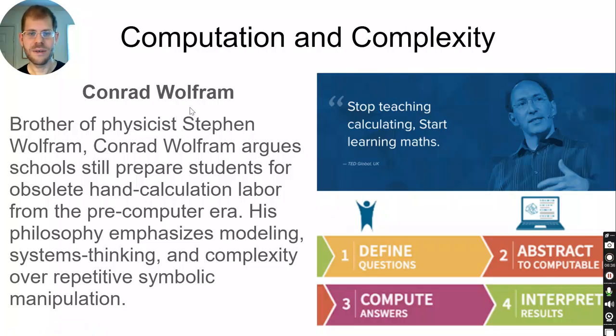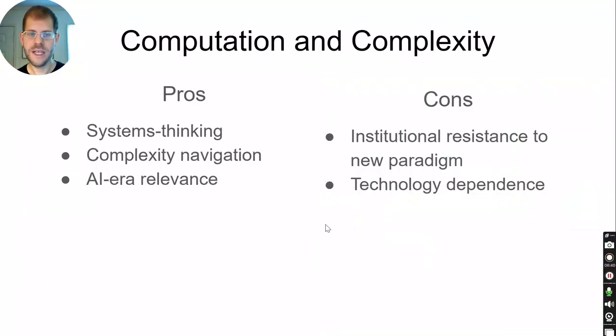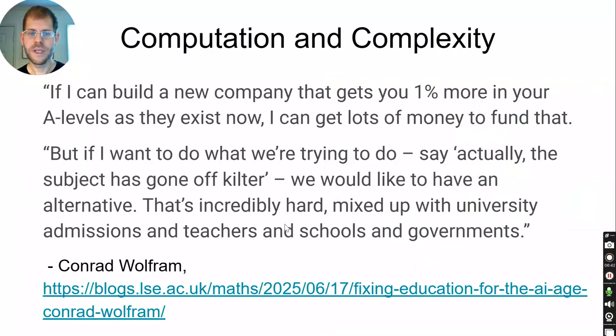And so that's kind of what Conrad Wolfram's criticism is, and he has this really good quote. It's easy to get funding to slightly increase students' test scores, but that's not the issue with math. The issue with math education today is that the whole subject has kind of gone off kilter. No one really understands what the purpose of learning it is, because it's not economically useful like it used to be.